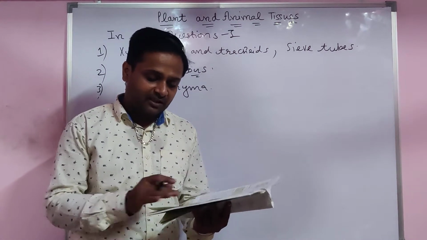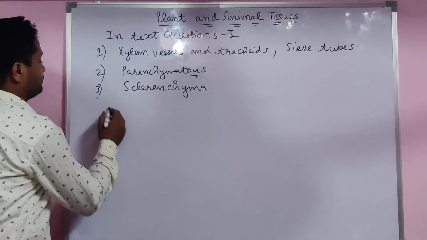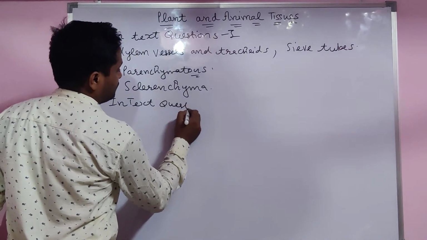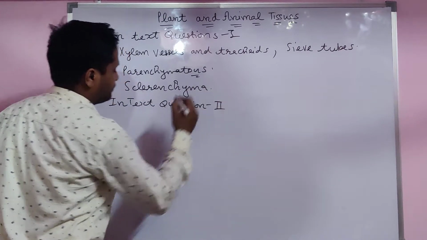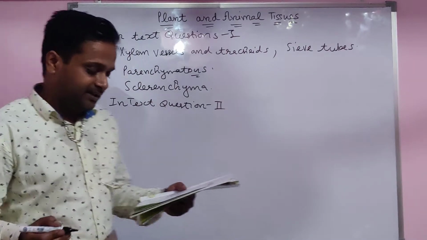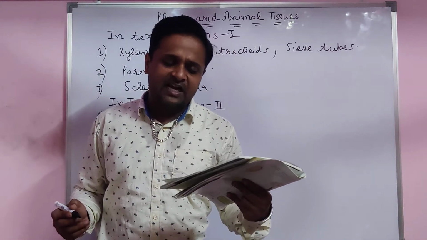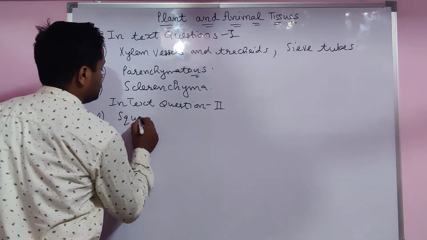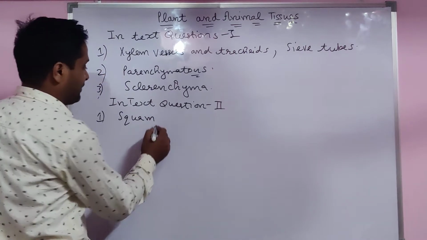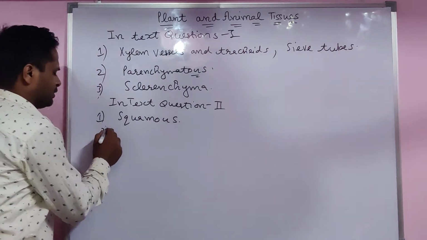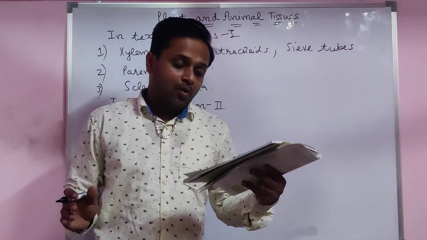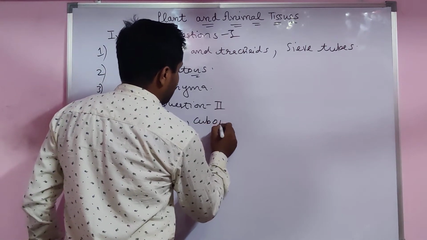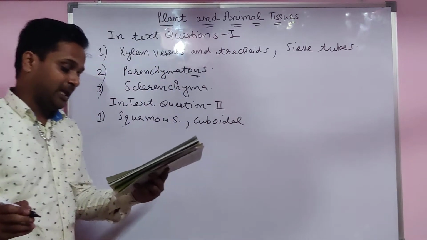Now come to page number 17, in-text question 2. Yes, this is also filling the blanks. The lining of the skin has dash epithelium. Lining of skin, you know, is squamous. That is squamous epithelium. Second, the lining of a gland has cuboidal epithelium, cuboidal.